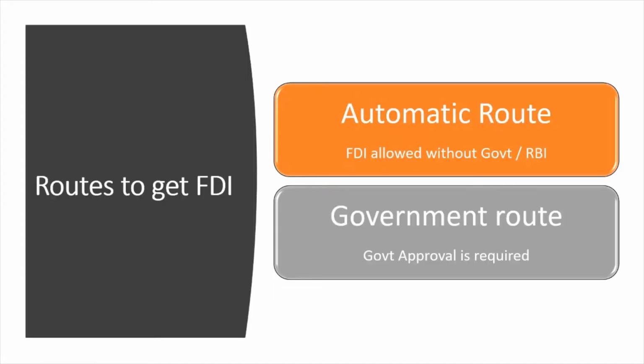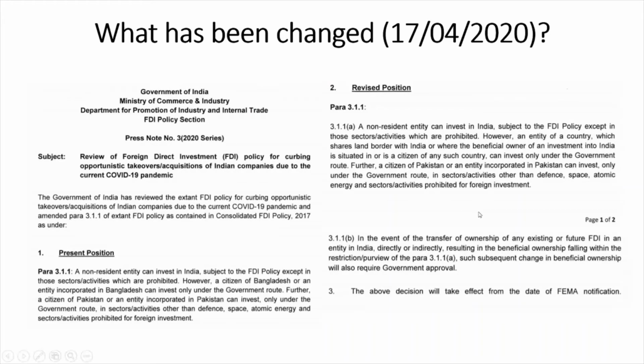If any foreign company needs to invest in India, there are two routes. The first route is the automatic route, where no approval from the government of India or RBI is required. The second route is the government route, where pre-approval is required. I hope you now understand what the government route is. That means it requires government approval.